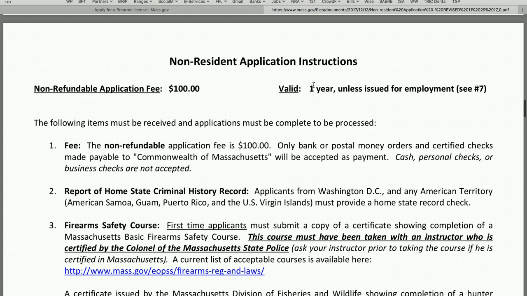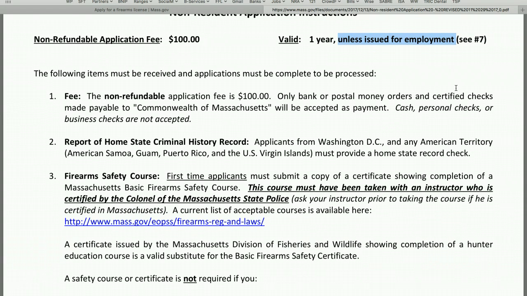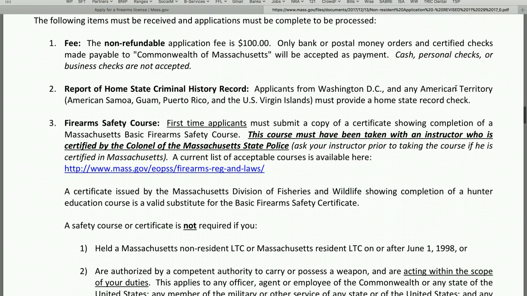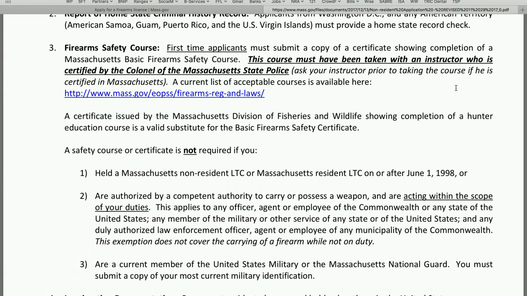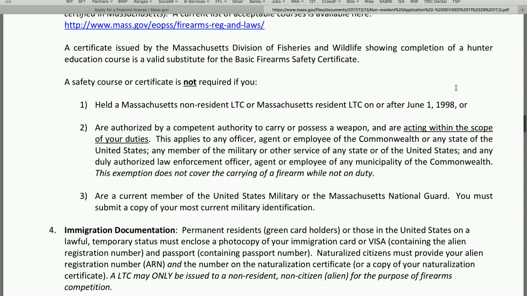So a cool thing about non-resident, right? It's valid for 1 year unless issued for employment. So if you're working out of state, you've got a couple of different options. But I do have to note that you have to be licensed in the state that you're in first. So you can't apply for an out-of-state LTC for any state unless you're already certified and licensed in the state that you're living in. So you've got to take care of that first, okay?